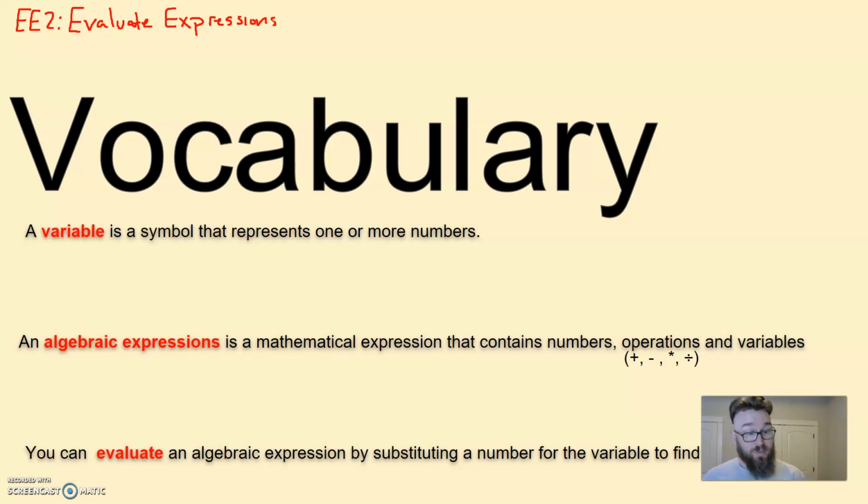Second one there, an algebraic expression is a mathematical expression that contains numbers, operations, and variables. This is basically one of those whole problems. So 3x plus 7, right? That is numbers, 3 and 7, operations, plus and times, variables, the x. Okay, something like that. And then you evaluate an expression by substituting a number in for the variable.